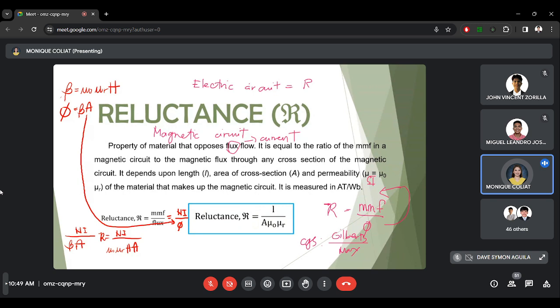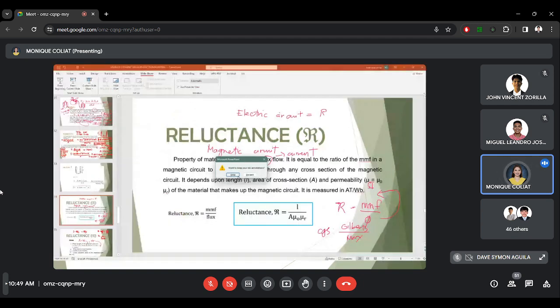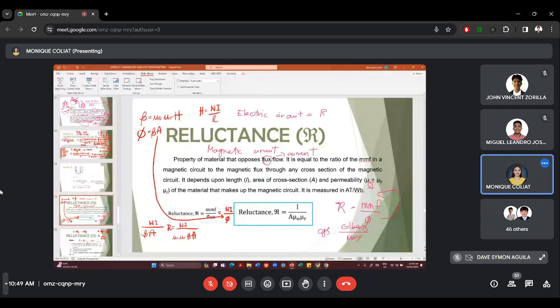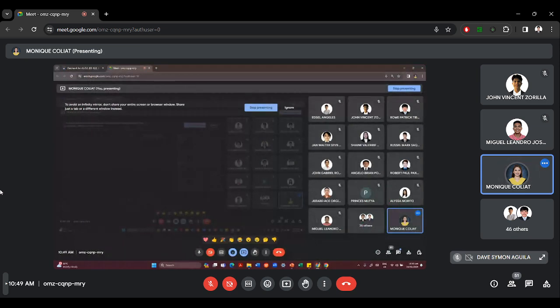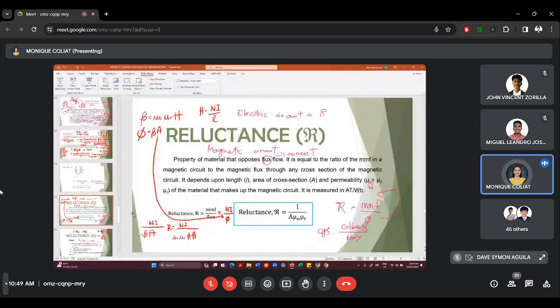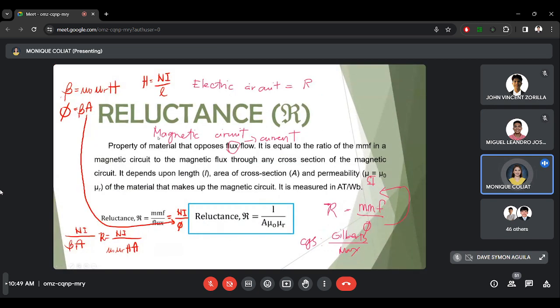NI over L. Di ba si H is equals to NI over L, right? Wait lang po, pinatawag. Tanggalin natin tong Facebook. Pasok tayo sa electric circuit. Okay, so from this one, this is the field intensity in a solenoid, right?